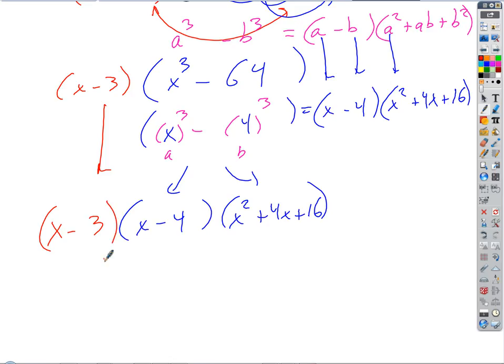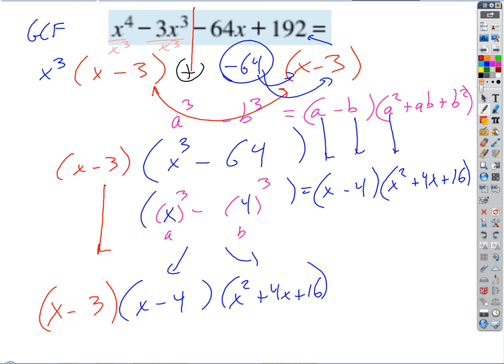Okay, so that's it. We're done. One last question: could we go further with this? No, remember we can't. When you do the factoring patterns, the big factor in difference of cubes or sum of cubes is always gonna be an irreducible quadratic and you can't go any further. So you don't even have to think about it, you're done, okay?